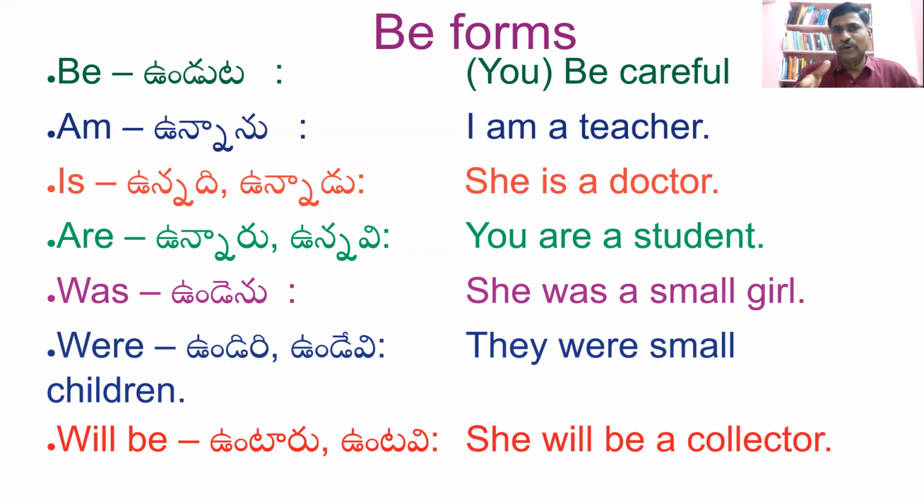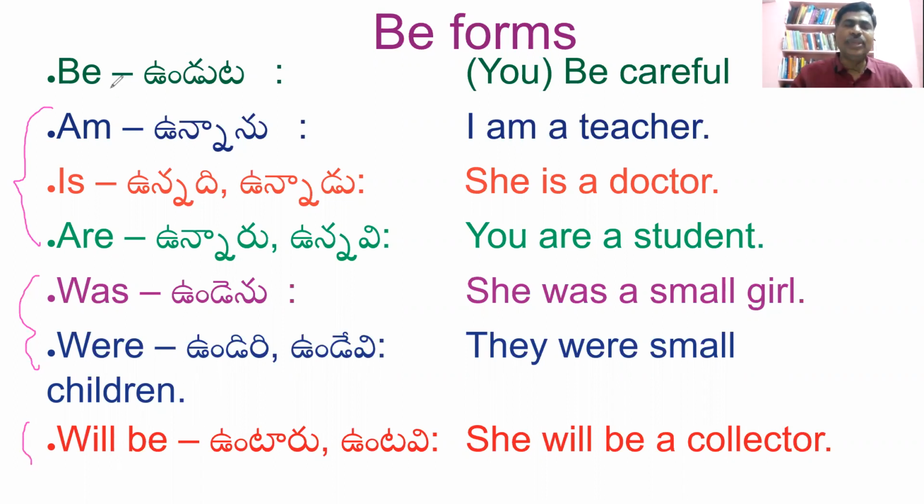And here are the B forms, very important B forms which we are using in continuous tenses or passive voices, many ways. Okay, B means ఉండుట. So these are the B form. These are all present tense. See, B means the present tense. Am, is, are present tense. These three are present tense, and was and were are past tense, and will be is a future tense.